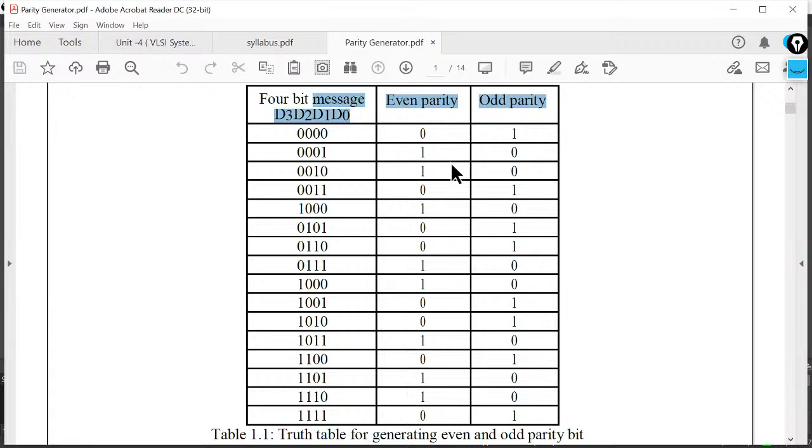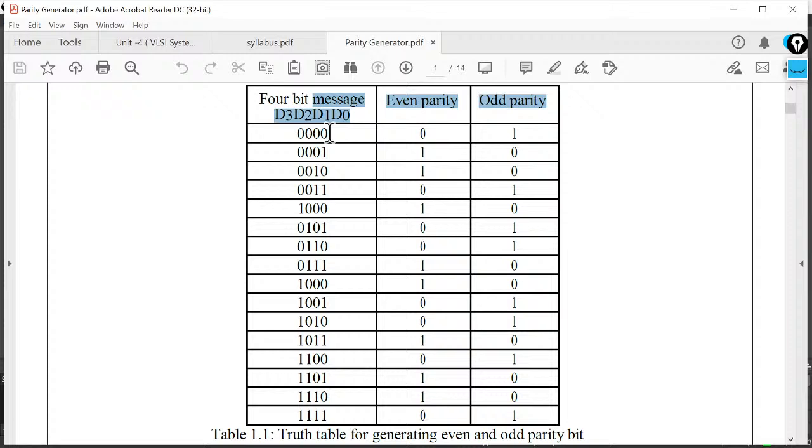Suppose the transmitter uses the even parity generator circuit. At that time, it finds the number of 1s in the message signal. If the number of 1s in the message signal is even, the parity bit will be 0. If the number of 1s is odd, the parity bit will be 1. You can judge it by checking whether the number of ones is in an odd condition or an even condition.